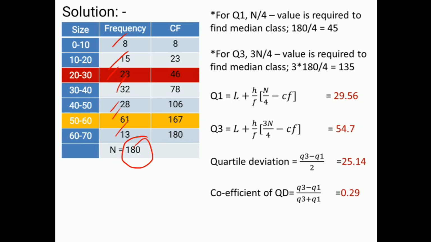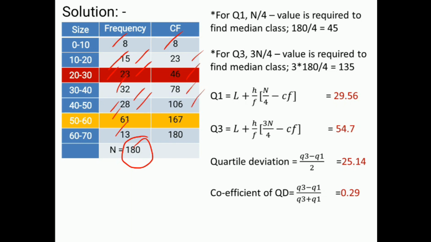That is the first step. The second step is to find the cumulative frequency. First take the value of the first frequency, 8, and write it the same. 8 plus 15 is 23. The cumulative frequency is the addition of the successive frequency values in the frequency column. So 23 plus 23 is 46. 46 plus 32 is 78.